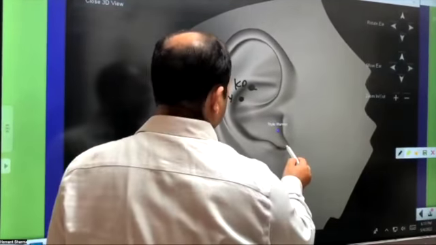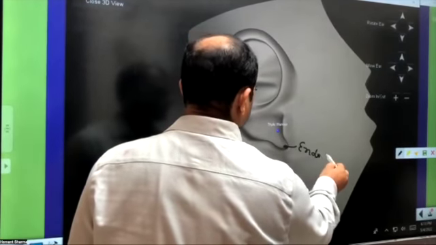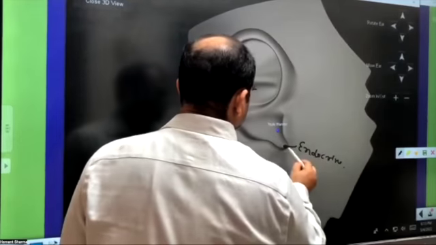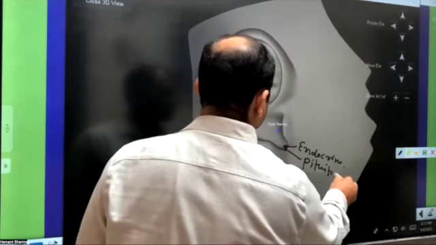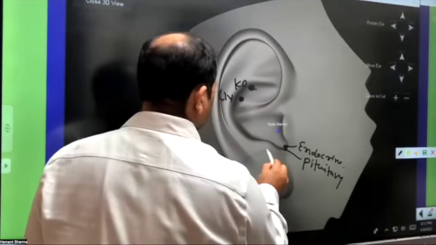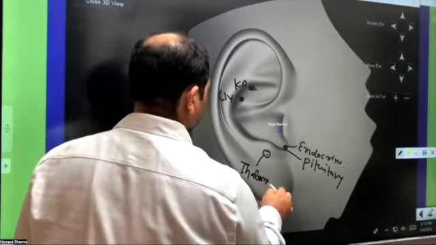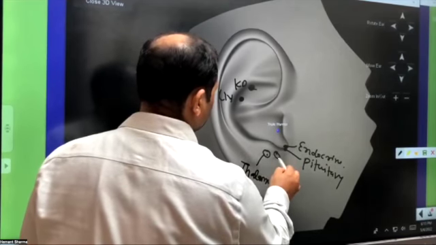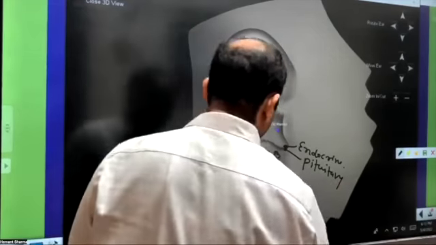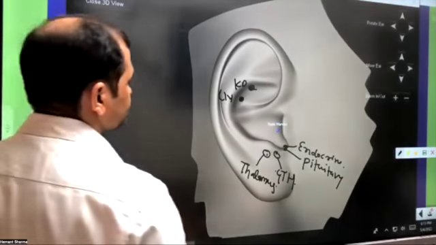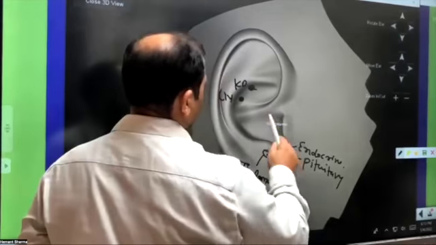The third point will be the endocrine. The fourth point will be the pituitary. Now on the hidden side, opposite side, that is the thalamus. On the hidden side, on the opposite side, that is the gonadotropin hormone. So 6 points are common. These 6 points are always common.